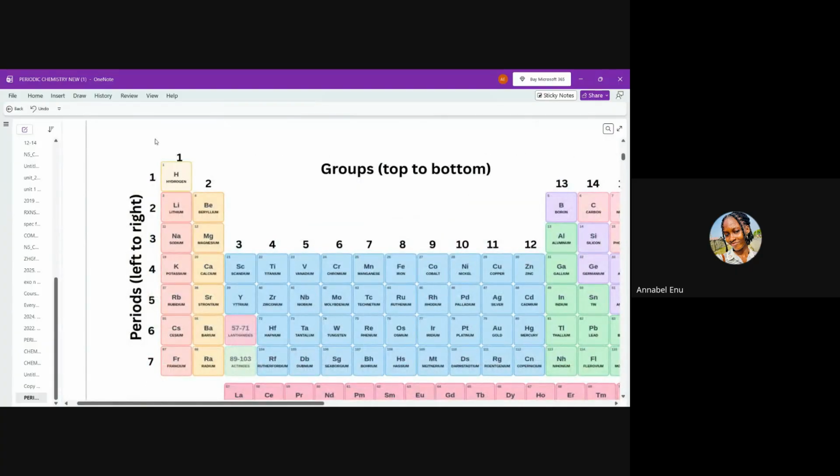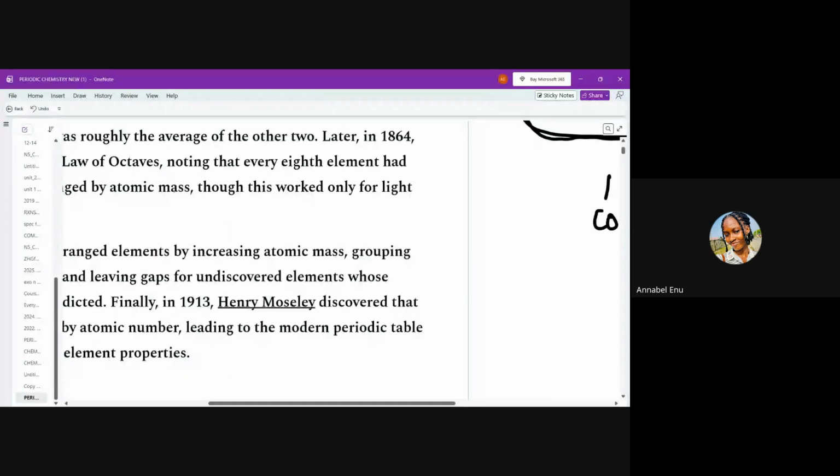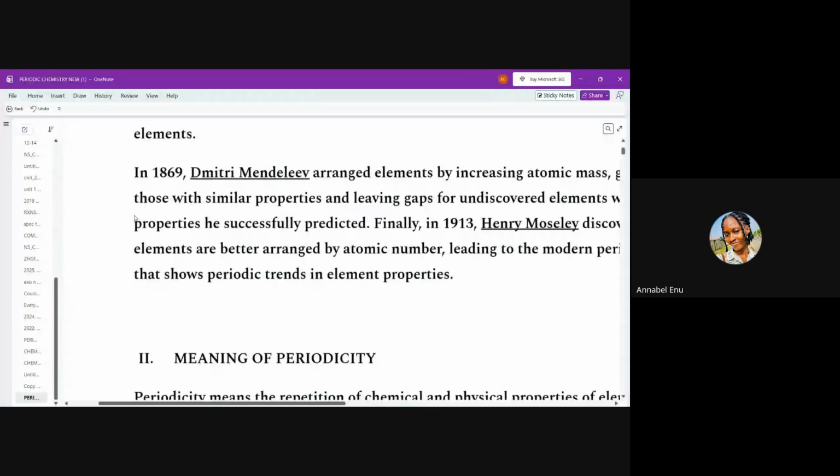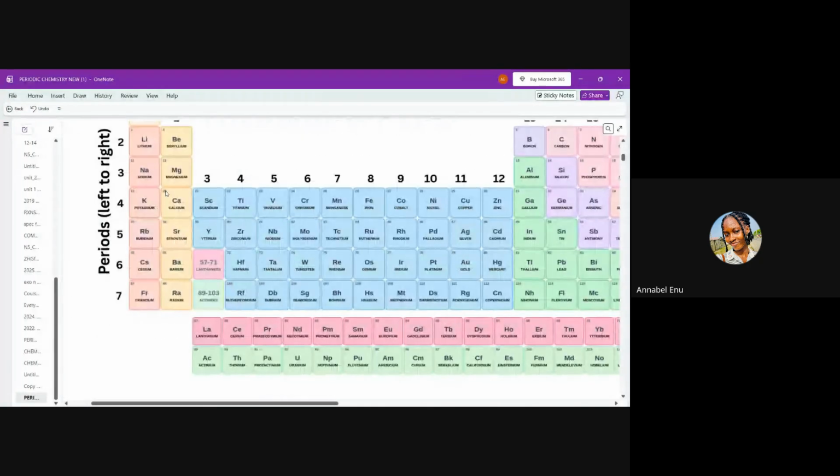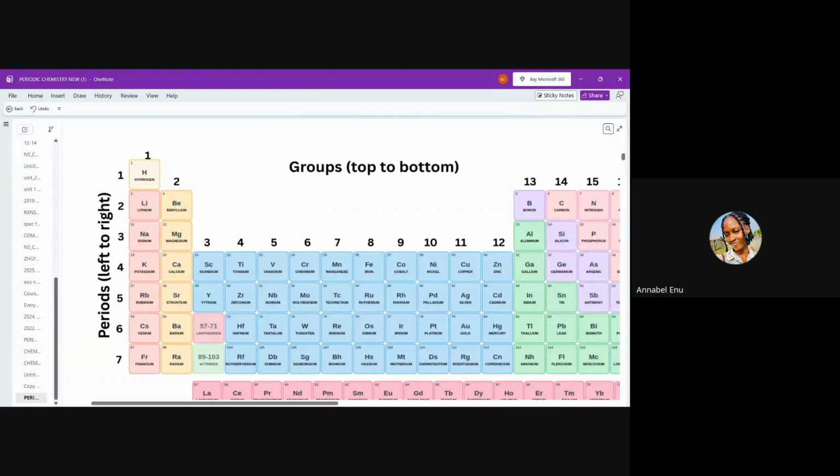So like I said, groups are the columns. Columns is from top to bottom. What would ordinary call row? So from the top of this one going down is a column, okay, and not a row. So the column is what makes the group in the periodic table. So we can say from top to bottom is the group, then from left to right is the period.